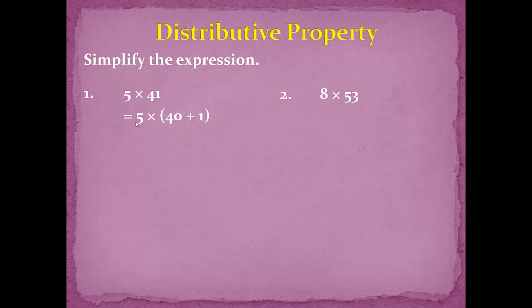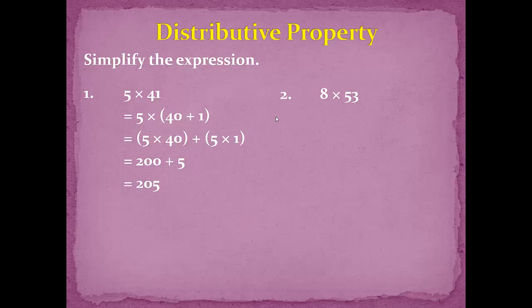Now we're going to take the number that's on the outside and we're going to multiply it by the numbers that are on the inside. So we'll have 5 times 40 plus 5 times 1. So we have that this equals the quantity 5 times 40 plus the quantity 5 times 1. Now we can multiply. 5 times 40 is 200, and 5 times 1 is 5. So now we have 200 plus 5, and 200 plus 5 equals 205.